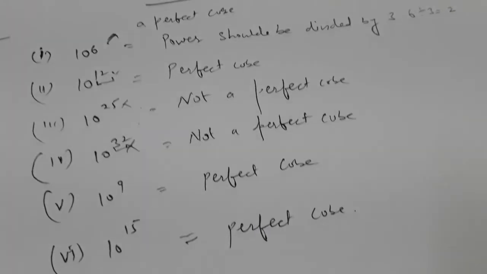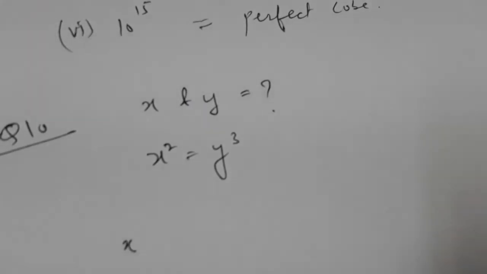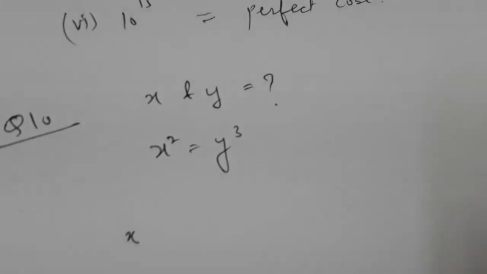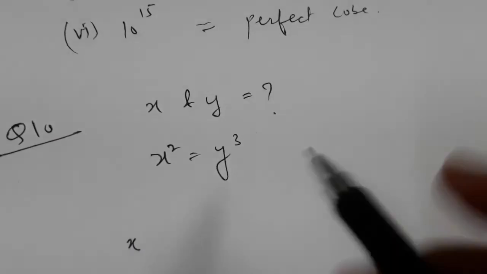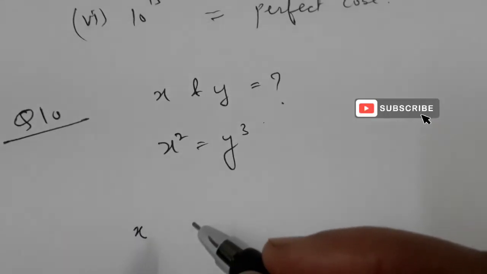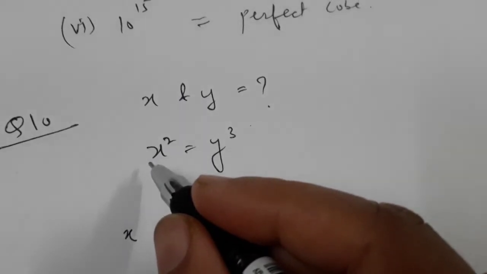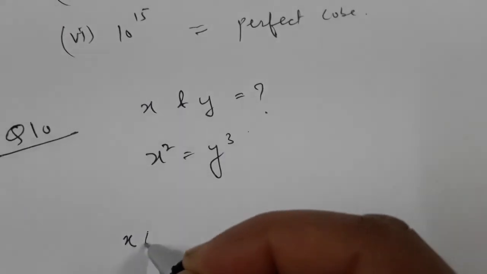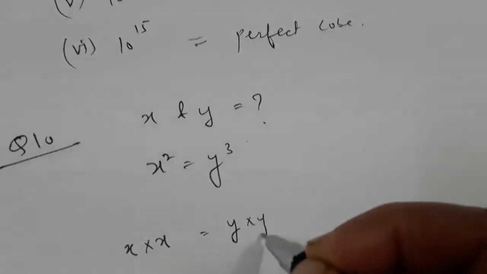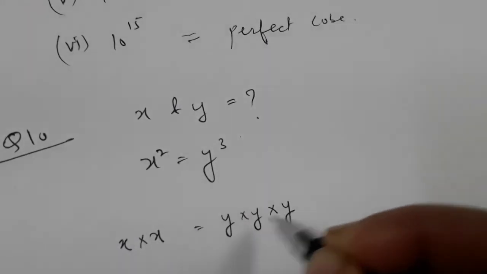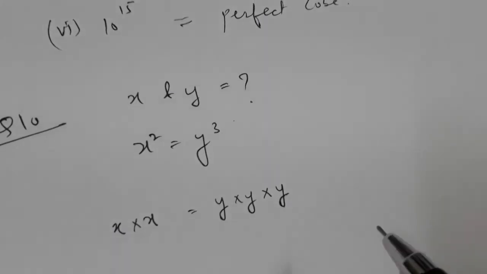Now come to the last question of exercise 4.1. Let's check how to solve it. In the last question, we have been asked to find two numbers x and y so that x square equals y cube. So x square means the number x squared would be equal to the number y, taking its cube or multiplying itself 3 times.